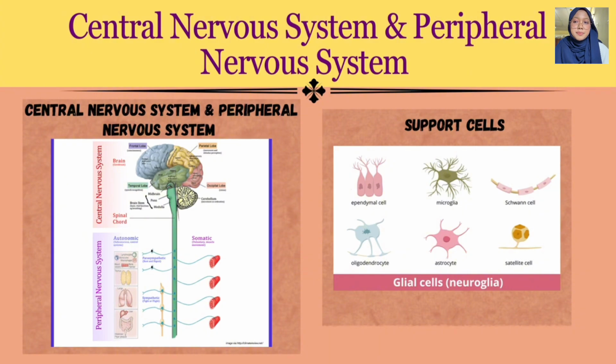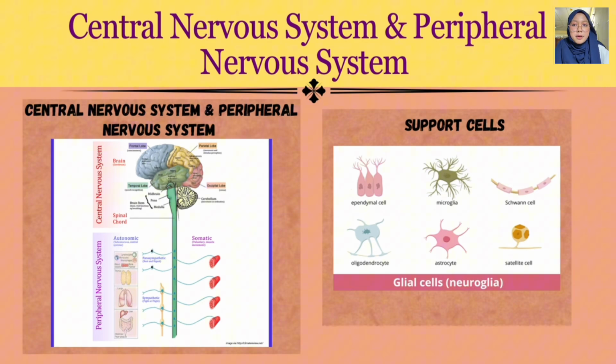The peripheral nervous system includes all neural structures outside the CNS, such as cranial nerves, spinal nerves, and ganglia. The main role of the PNS is to transmit sensory information from receptors to the CNS and also carry motor commands from the CNS to effectors like muscles and glands. Functionally, the PNS is divided into the somatic nervous system, which controls voluntary movements, and the autonomic nervous system, which regulates involuntary activities. Then, the autonomic nervous system is further divided into sympathetic and parasympathetic systems.